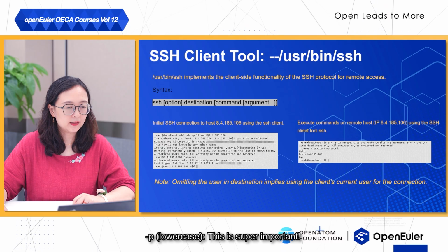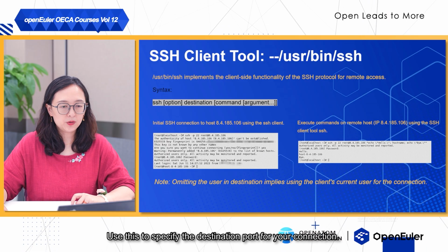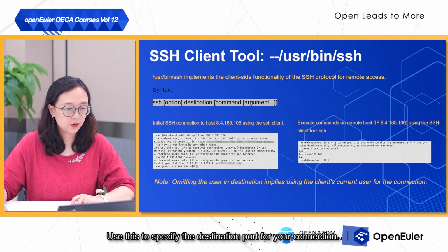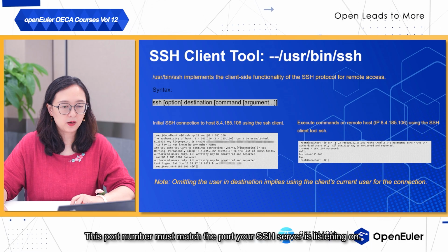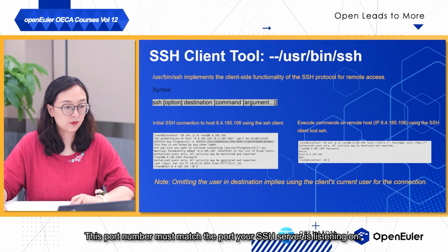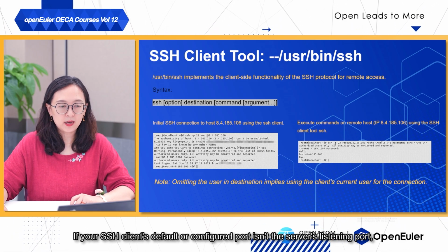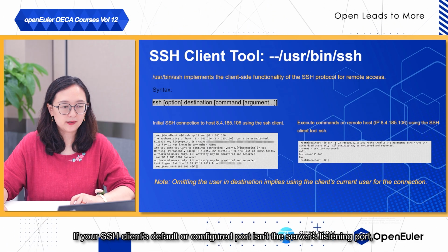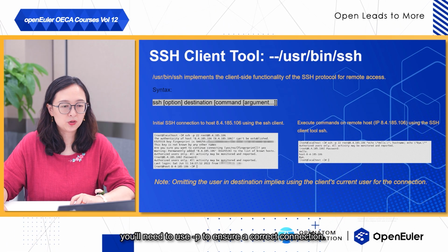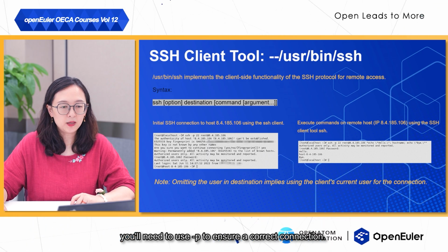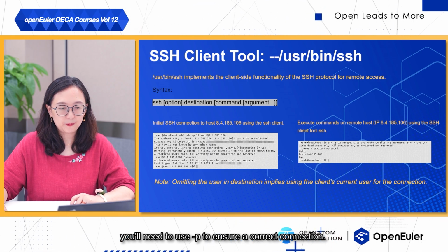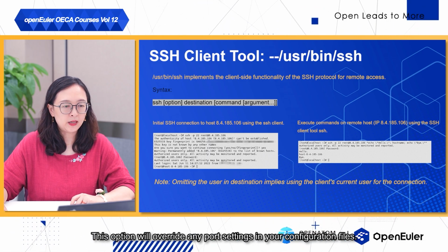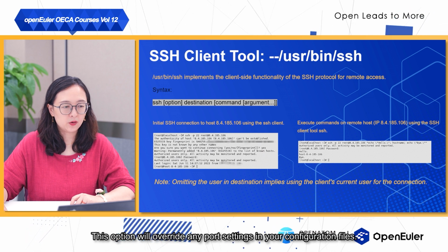-p, lowercase. This is super important. Use this to specify the destination port for your connection. This port number must match the port your SSH server is listening on. If your SSH client's default or configured port isn't the server's listening port, you will need to use the -p option to ensure a correct connection. This option will override any port settings in your configuration files.